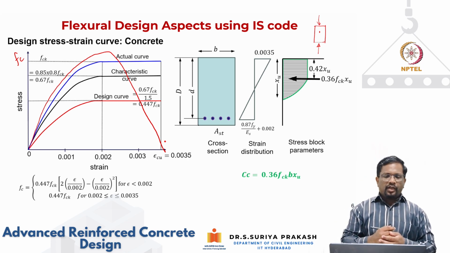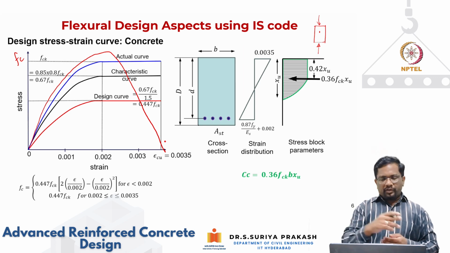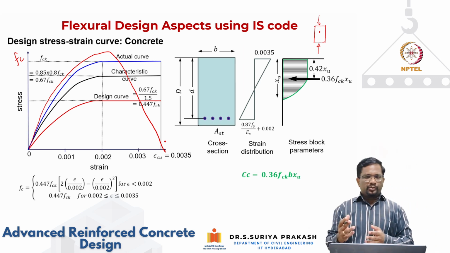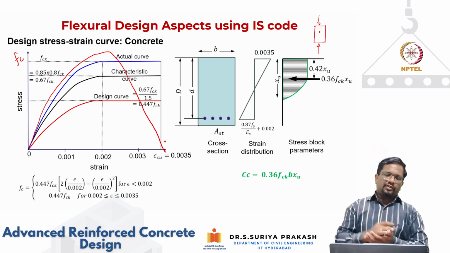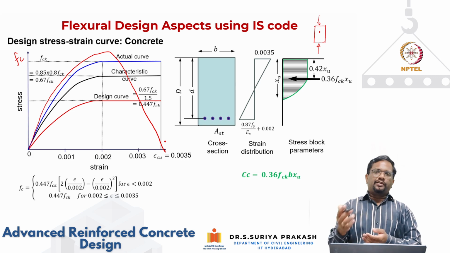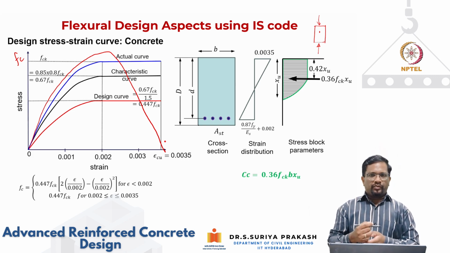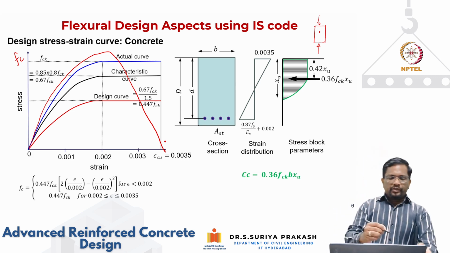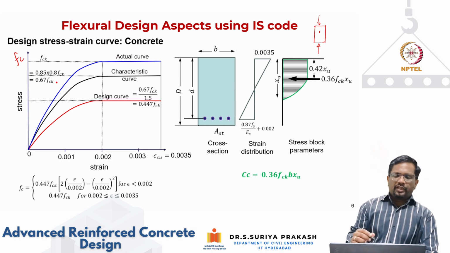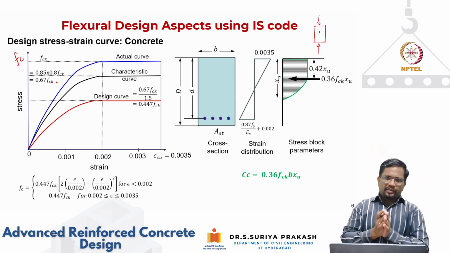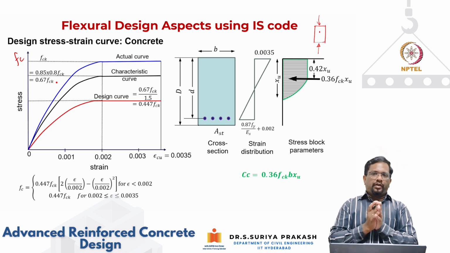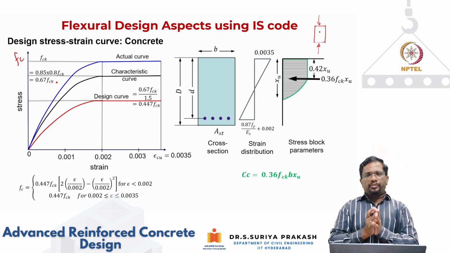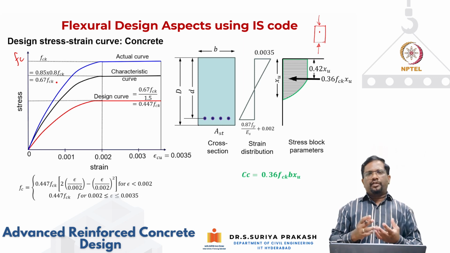And we know the correlations between your cylinder strength and cube strength. For a 40 megapascal cylinder strength, the characteristic strength here will work out to be about 42.25 or so. So the code is saying, if you are using the characteristic curve, again, what is a characteristic strength? Only 5% of the samples are expected to fail the specified value, right? So that means it is going to be much lesser than my mean strength.